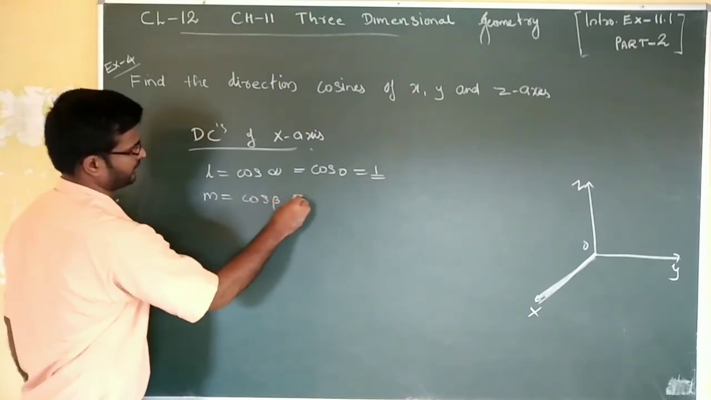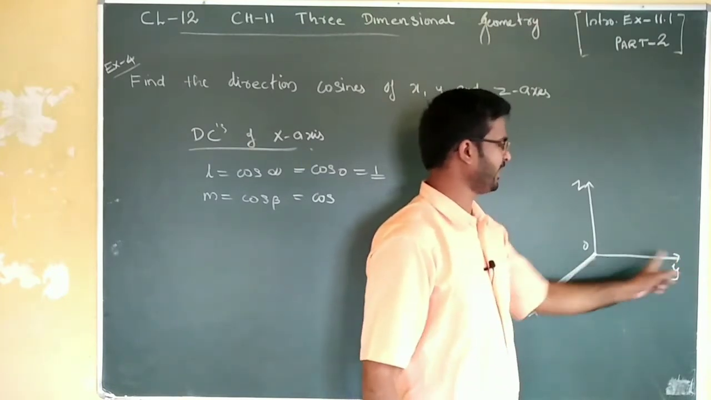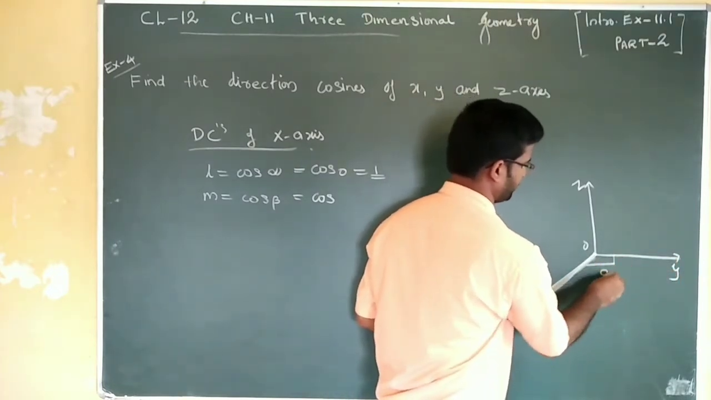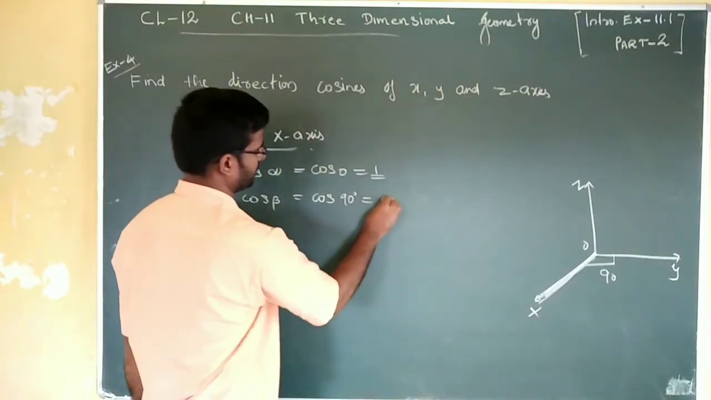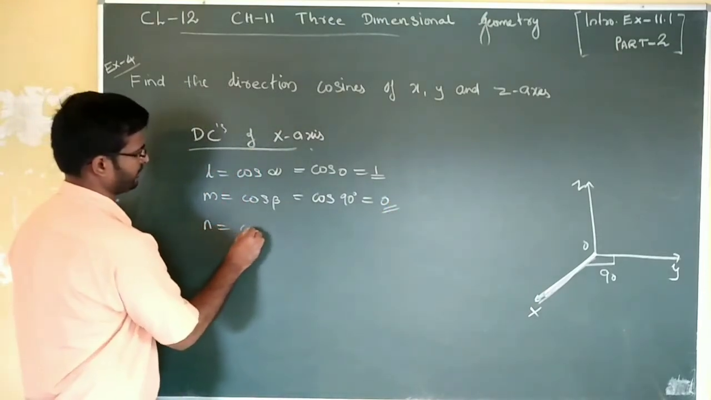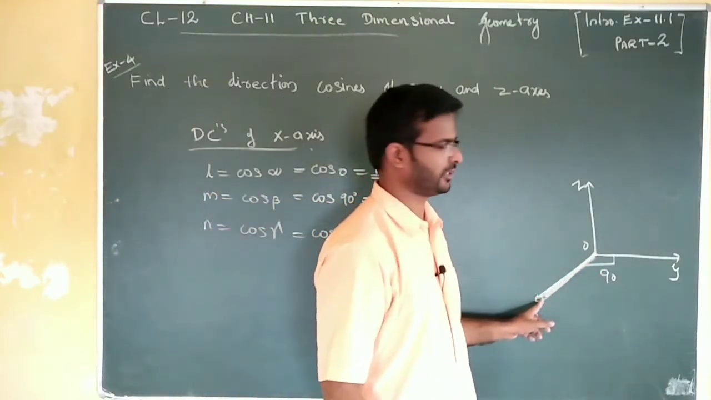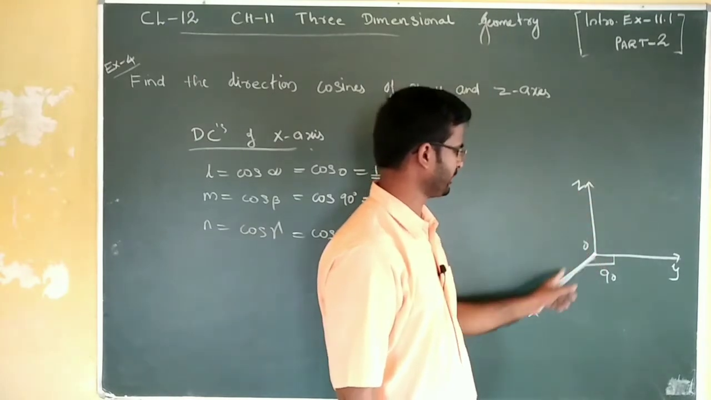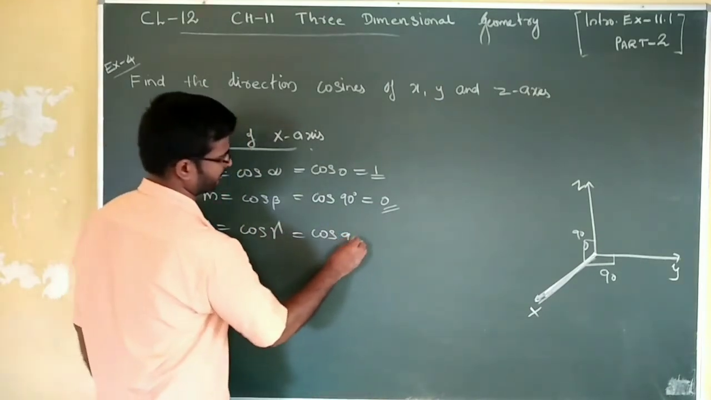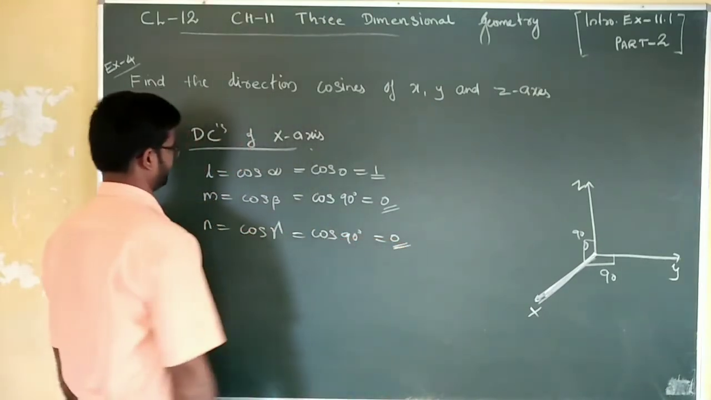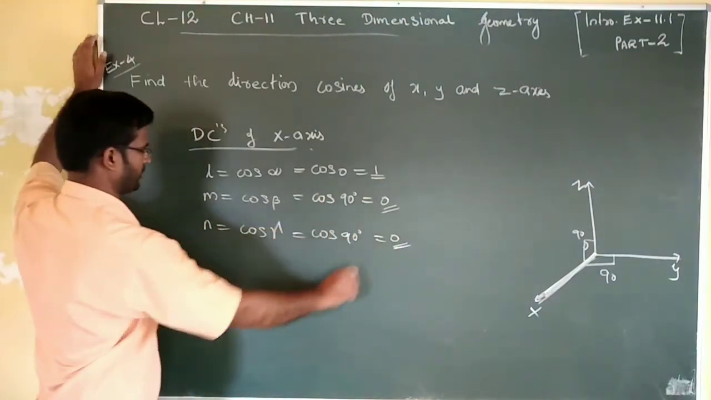Cos beta, what is beta? We consider the angle between the y-axis and our line, which is the x-axis. What is the angle? It will be 90 degrees, and cos 90 degrees is 0. The last one, n, means cos gamma. Our line is the x-axis, isn't it? The angle between the z-axis and the x-axis is 90 degrees, so gamma is 90 degrees. So the direction cosines of the x-axis we got are 1, 0, 0.